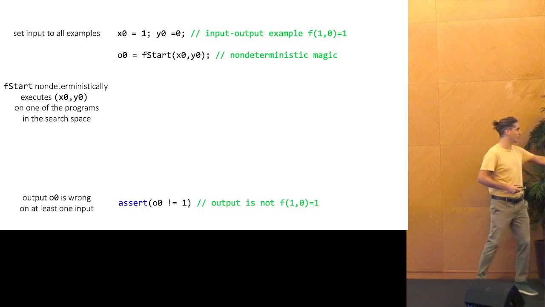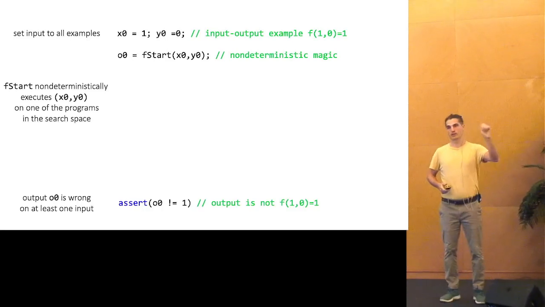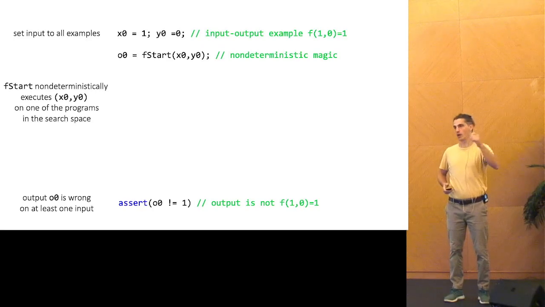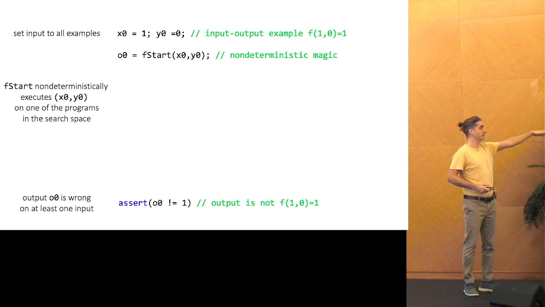And now all I need to do, if I can do that, is assert that that output is wrong. Is not, I wanted 1, is not 1. So if this assertion is always true, it means that no program in the search space satisfies this example. So I'm going to do it for one example now, OK?